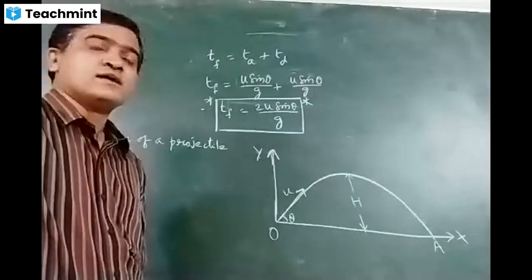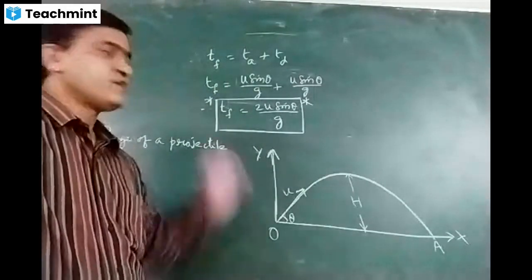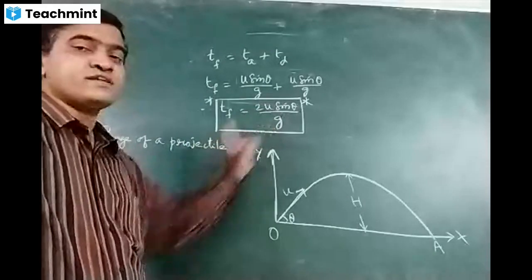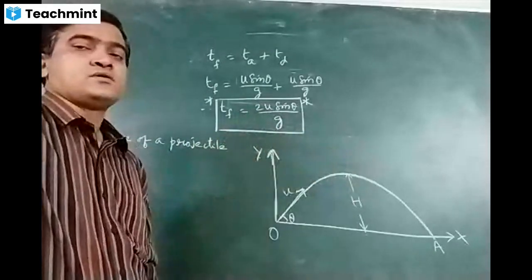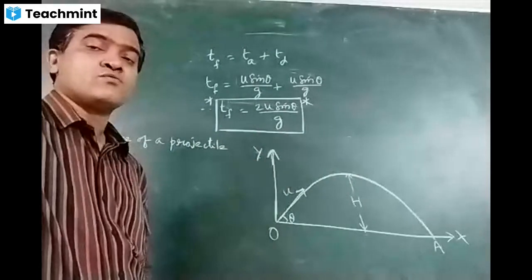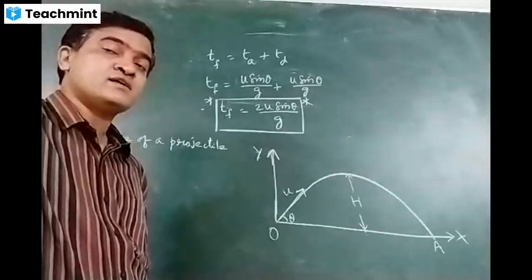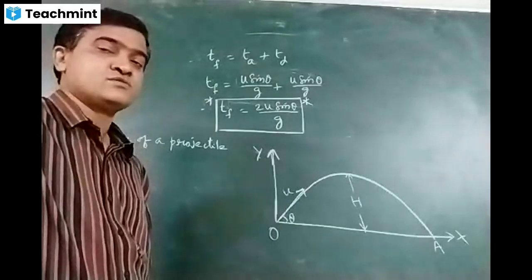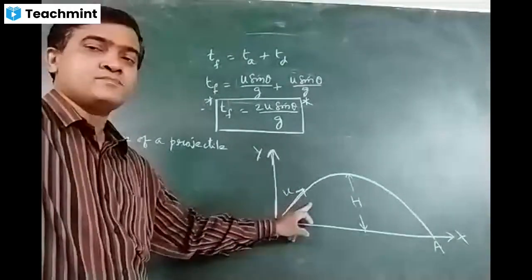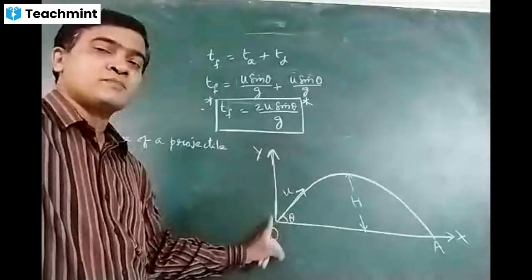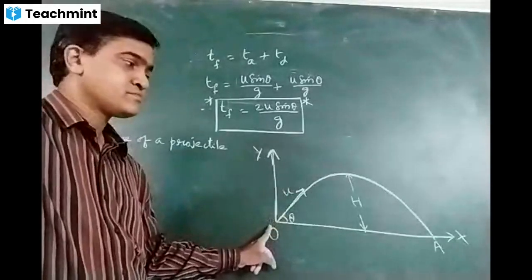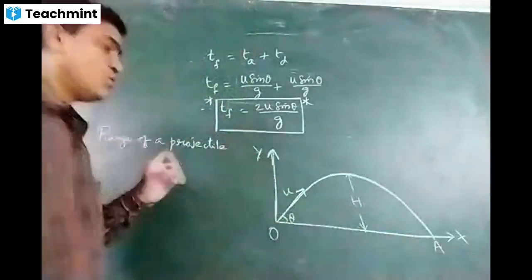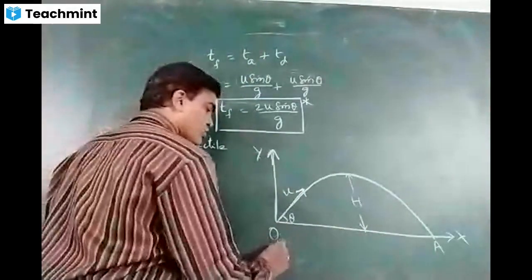Because range means what? If I throw a particle like this, till where the particle reaches the ground, till where I can throw, that distance is called the range. For example, in this diagram, I am throwing a particle at point O. Where is it reaching? It is reaching at point A.